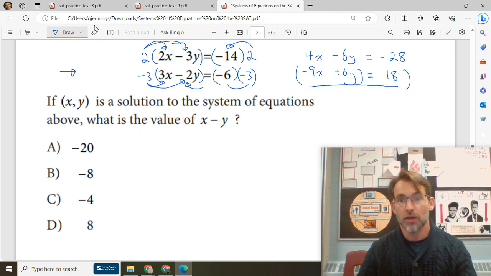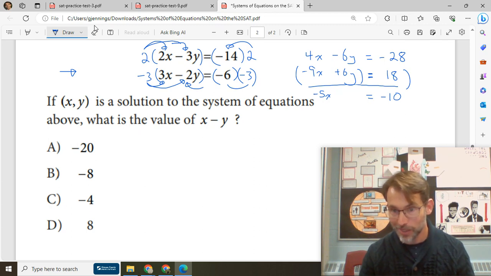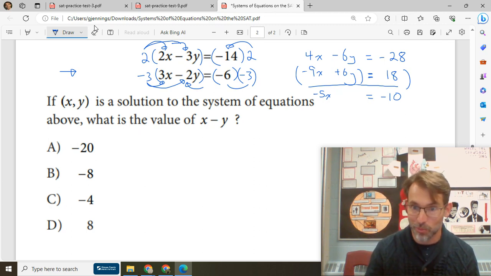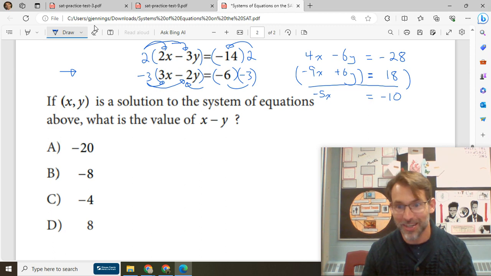I'll show you. 4x minus 9x will give me minus 5x. Negative 6y plus 6y gives me 0, so I don't need to write anything down. And negative 28 plus 18 leaves me with negative 10. That's like a negative 28-degree day that gets 18 degrees warmer, thank goodness. So we're only at negative 10 now.